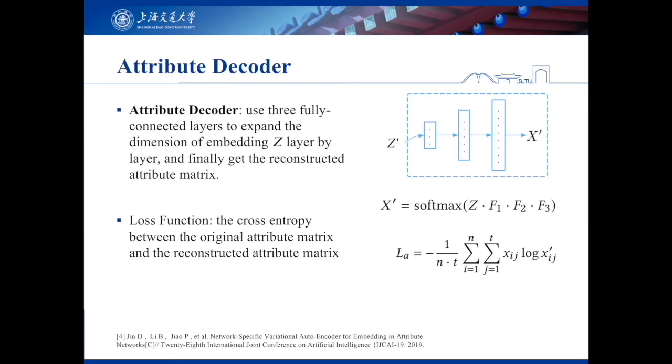In order to preserve the attribute information at the same time, we add an attribute decoder to reconstruct the attribute matrix. We use three fully connected layers to expand the dimension of the embedding layer by layer, and finally get the reconstructed attribute matrix. The loss function of the attribute decoder is defined as the cross entropy between the original attribute matrix and the reconstructed attribute matrix.